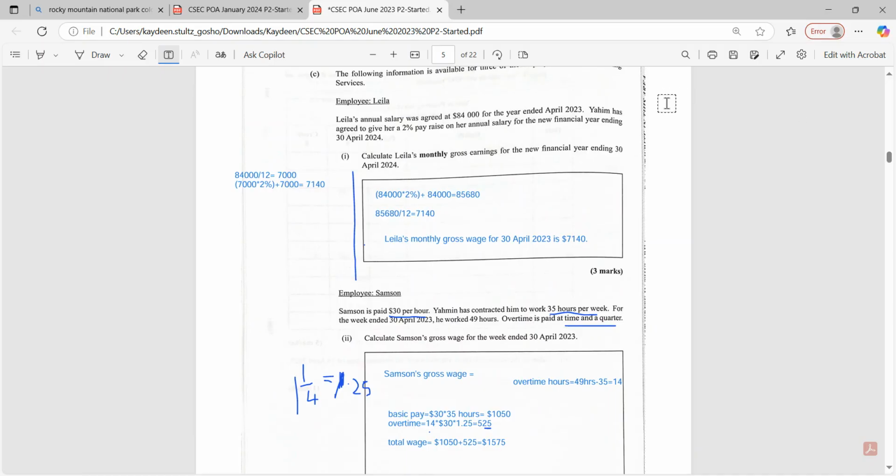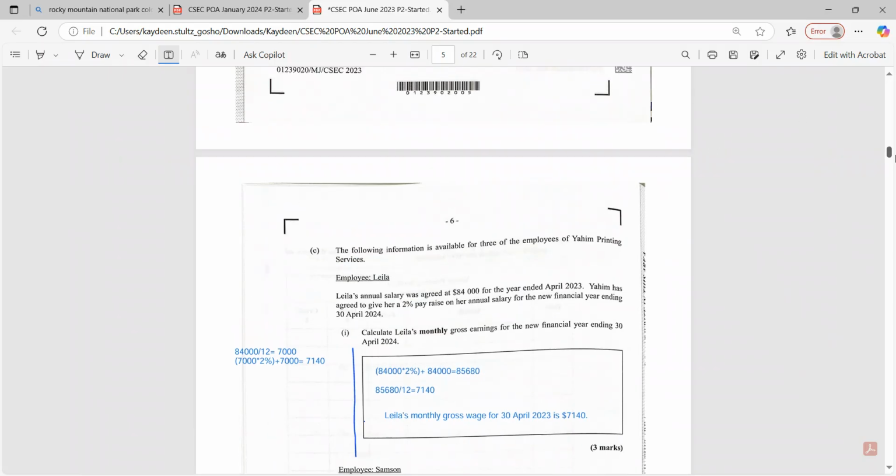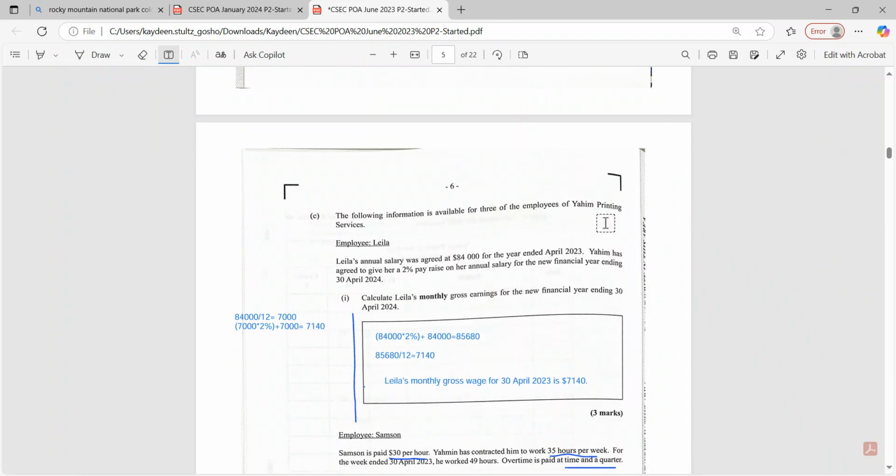All right, C. The following information is available for 3 of the employees of Yahim Printing Services. The first employee, Leila. Leila's annual salary was agreed at $84,000 for the year ended April 2023. Yahim has agreed to give her a 2% raise on her annual salary for the new financial year ending the 30th of April 2024. We should calculate Leila's monthly gross earnings for the new financial year ending the 30th of April 2024.